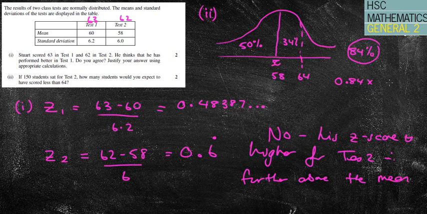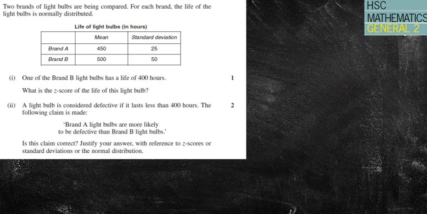So what my estimate would be is 0.84 times 150 students, and then put that into our calculator to get 126 students. I would expect to get a score of less than 64. Pretty tough question, that one, hey? All right, let's go to the last question.